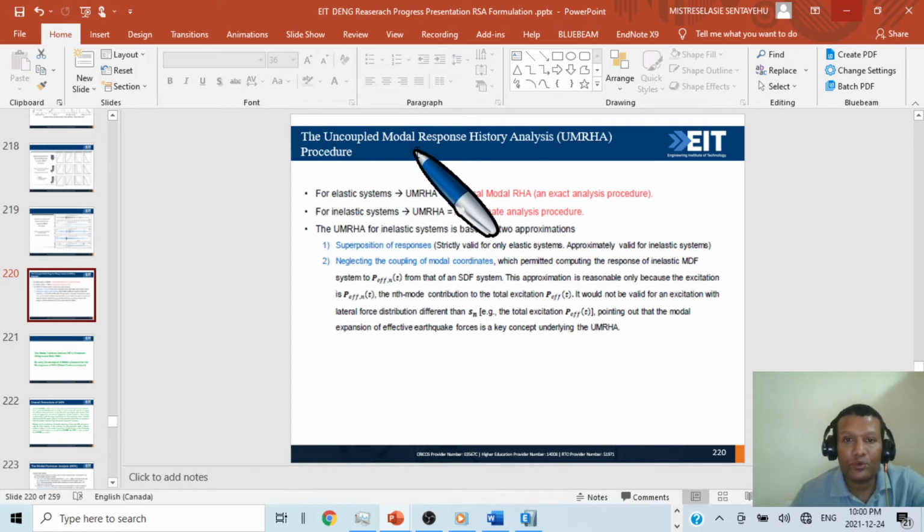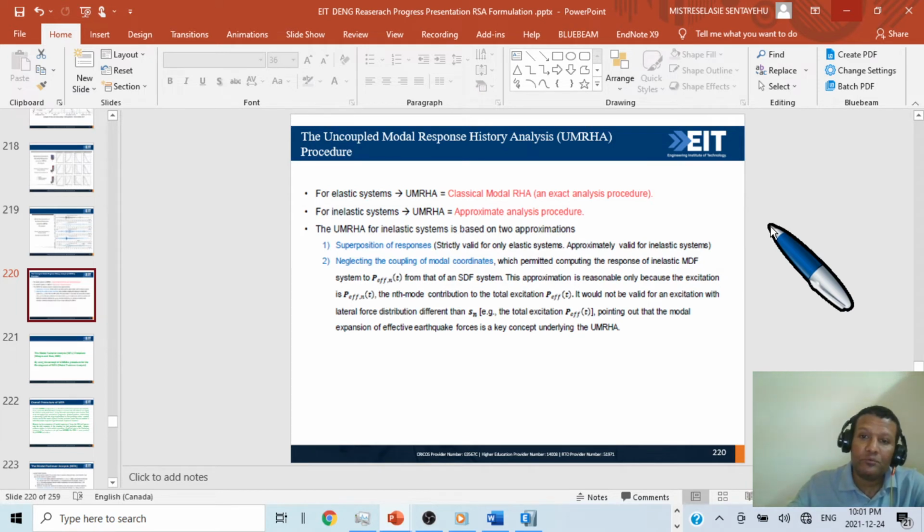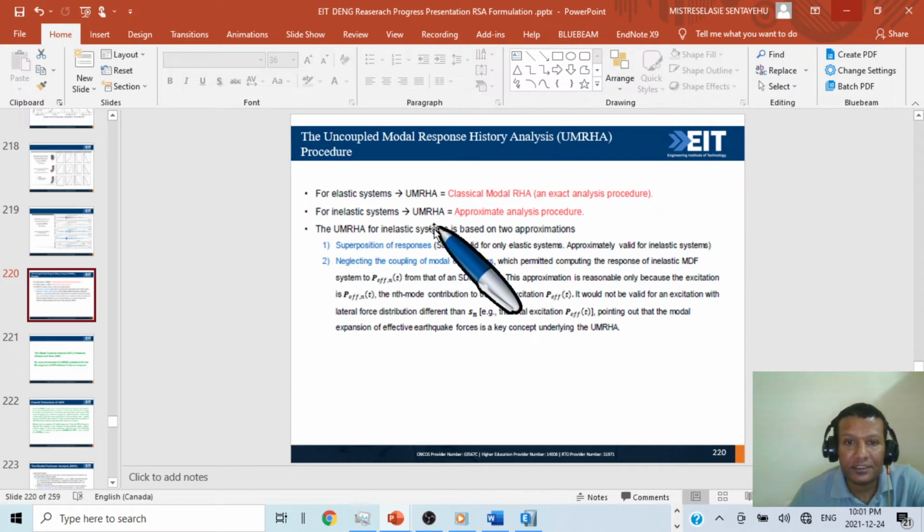The uncoupled modal response history analysis procedure, we already discussed it, but for elastic system, UMRHA is the same as classical modal response history analysis, an exact analysis procedure we have seen now. For inelastic system, UMRHA is an approximate analysis procedure, because we approximate that the contribution from higher modes is 0. So we approximate it, and we make the equation uncoupled. That's approximation.